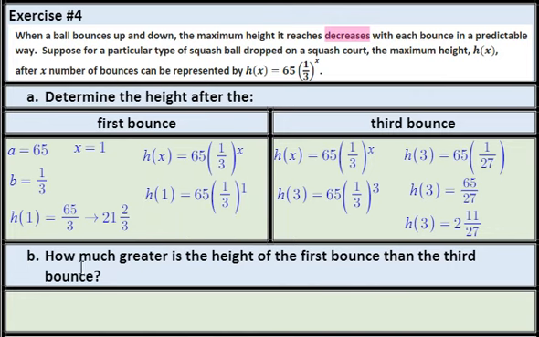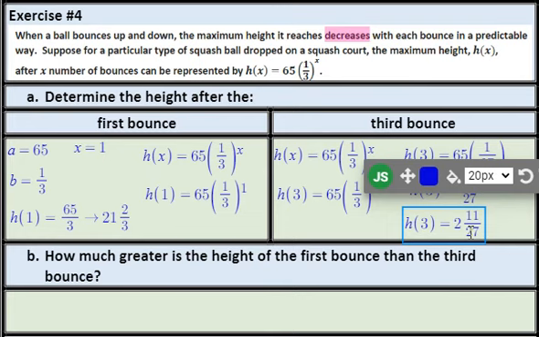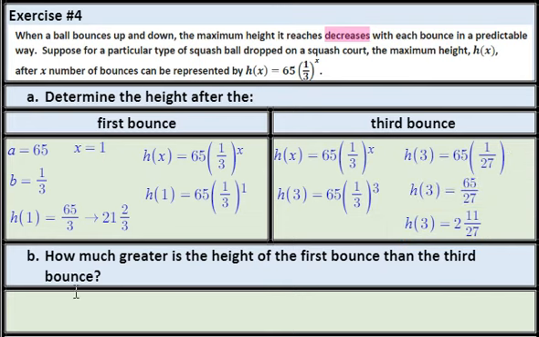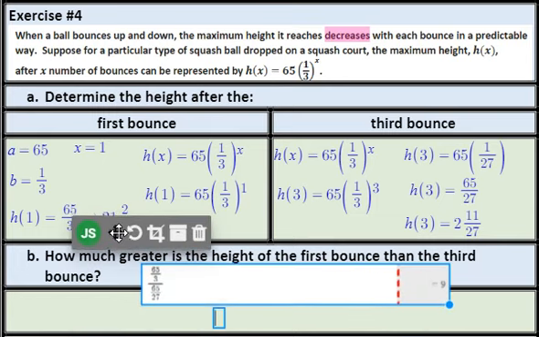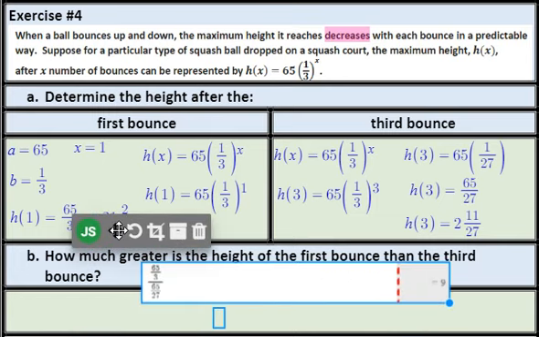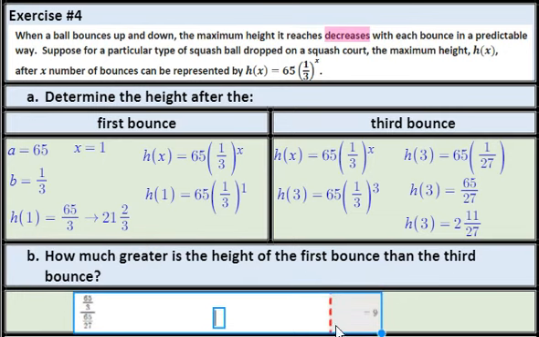So for question B, it says, how much greater is the height of the first bounce than the third bounce? We know that this one is a lot bigger than this one. So I go back to the fraction and I say 65/3 divided by 65/27. And what happens is actually kind of interesting. When we put that in the calculator, even though our inputs are pretty ugly, our output is actually just 9. And that's how we do B.